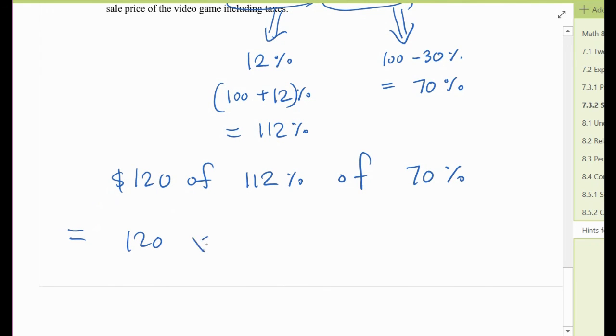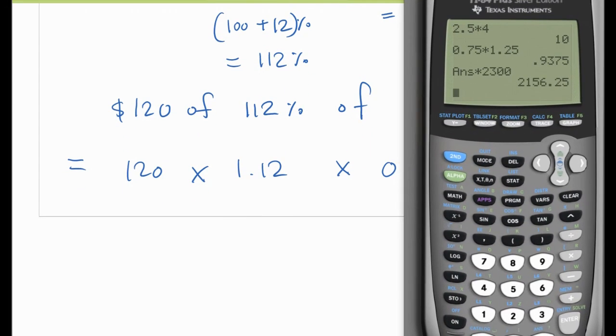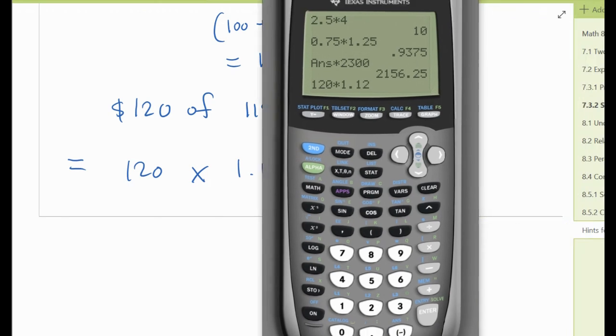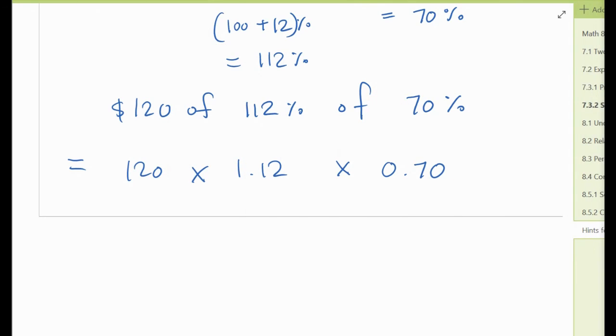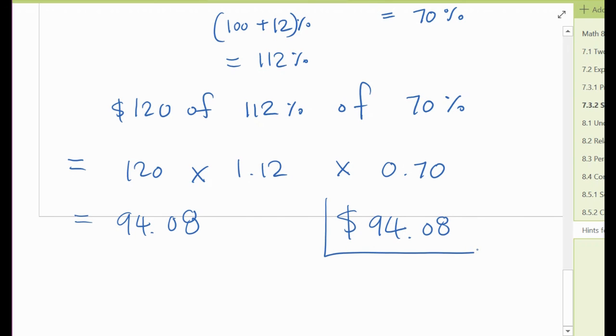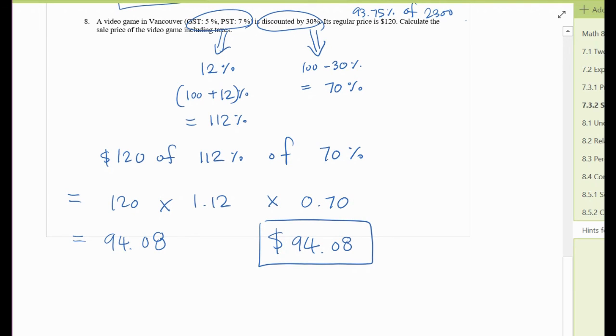Let's calculate it. $120, of is multiplication. 112% is 1.12. Of is multiplication. And 70% is 0.70. And use your calculator. 120 times 1.12 and times 0.7. The answer is 94.08. So you pay $94.08. Make sense, everyone?